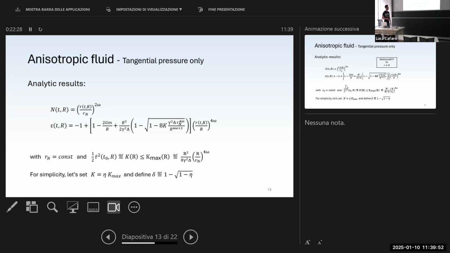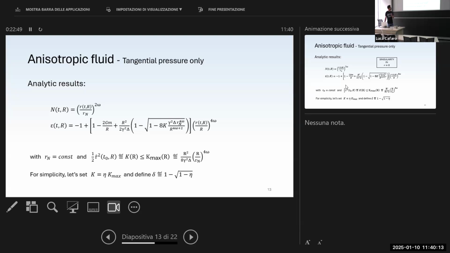Now again, for simplicity's sake, we will just choose k, which is dictated by the initial condition, to be proportional to kmax, multiplied by this eta, which is a constant between 0 and 1. And this means that this entire bracket is just a constant. So this gives us a one-parameter family of epsilon, if you want, dictated by the initial conditions.